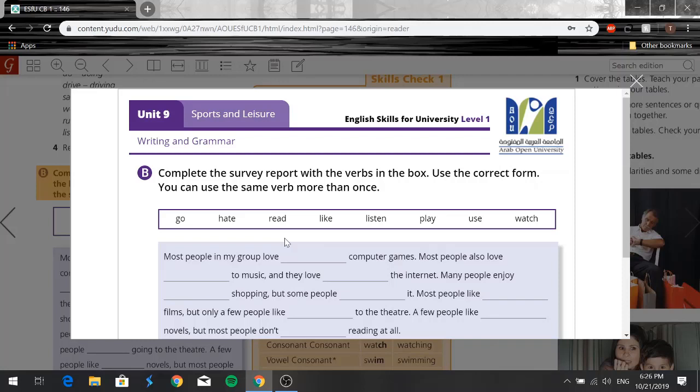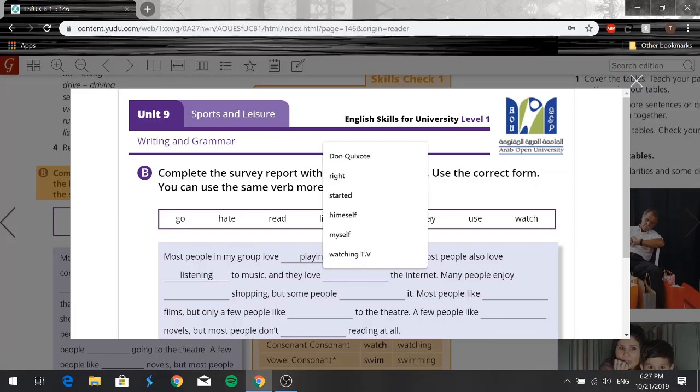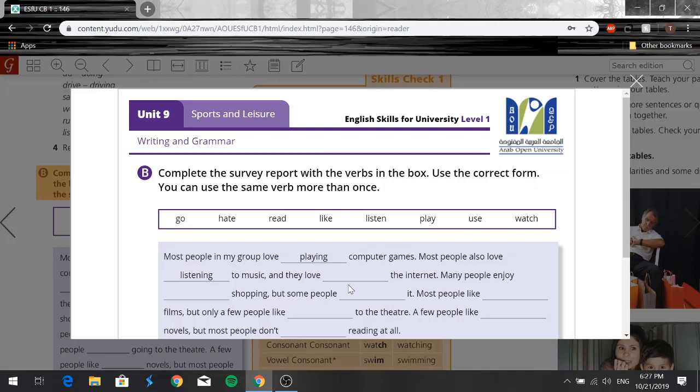So here we have, most people in my group love dash computer games. So go, hate, read, like, listen, play, use, and watch. So we'll say play, but I'm not going to say play. I'm going to say playing, you guys, okay? So most people in my group love playing computer games. Most people also love, again, dash to music. We'll say listening to music, okay? And they love dash the internet. And we'll say they love using the internet.